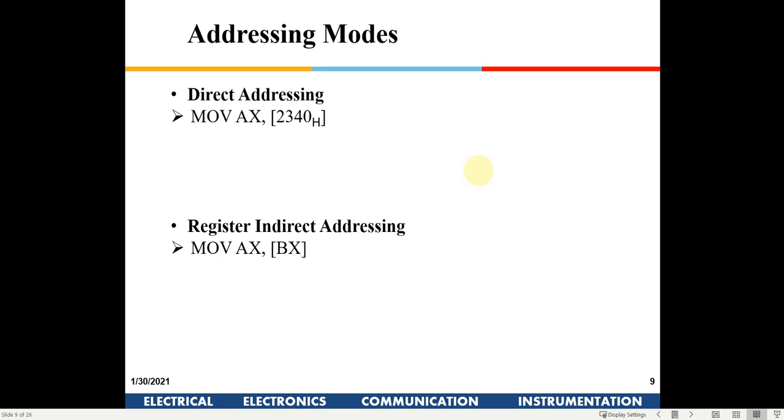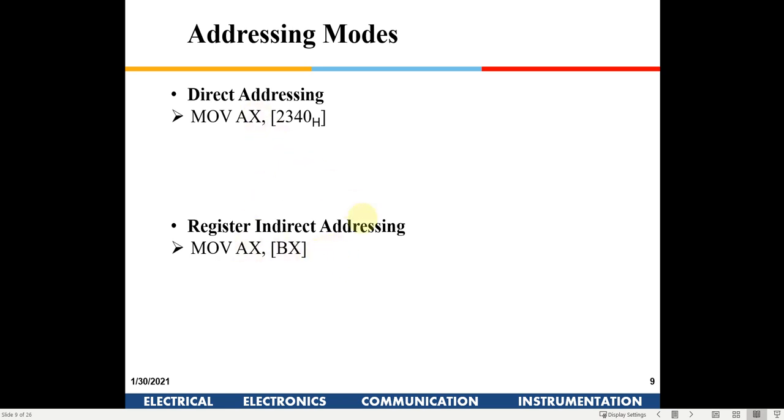Move AX, 2340 means we want a value of 2340 in hexadecimal in the AX register. Yeah, that's true. Move AX, square bracket 2340, means that we find the value at the memory location and move it into the AX register. Yeah, correct. Sir, can you repeat what we are moving into AX here?